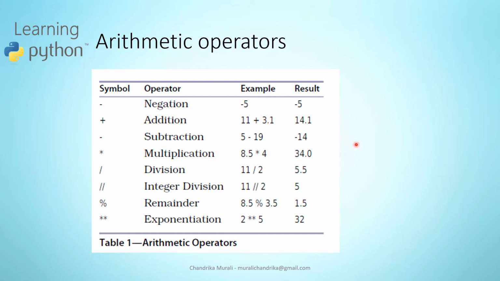These are the list of the arithmetic operators: negation operator, addition operator, subtraction, multiplication, division. Negation means, if the minus operator is used before the expression, then it's called negation. If you're using it in between two operands, then it is called the subtraction operation. Then multiplication, division, integer division, remainder or modulo operator, exponentiation operator, all these things I just mentioned. Please do execute these things in the Python shell and see the result by yourself.